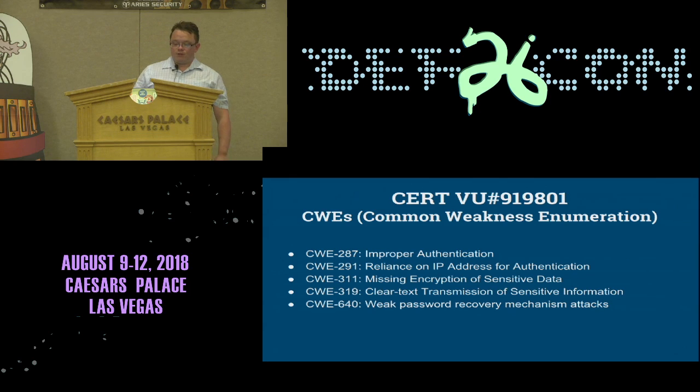The vulnerabilities that we're talking about today were reported to the International Computer Emergency Response Team, and there's actually five separate weaknesses involved. They're often referred to as CWEs, or common weakness enumerations. Number 287, improper authentication. So the person sending the password reset token doesn't authenticate who's getting it. 291, reliance on an IP address for authentication.